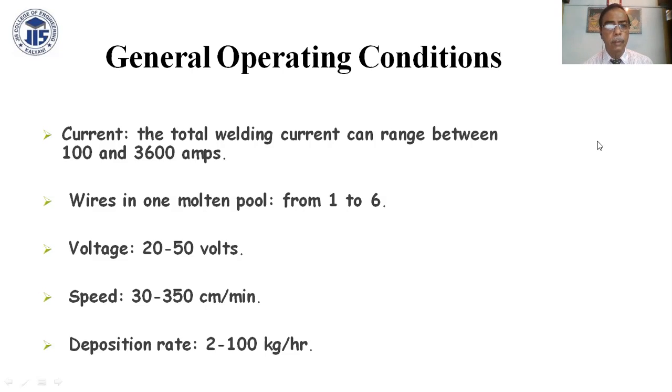General operating conditions: current, the total welding current can range between 100 to 3600 amperes, with one to six wires in one molten pool. Voltage is 20 to 50 volts, speed is 30 to 350 centimeters per minute, deposition rate is 2 to 100 kg per hour. So the deposition rate is very high, 2 to 100 kg per hour, so it is a very productive machine.